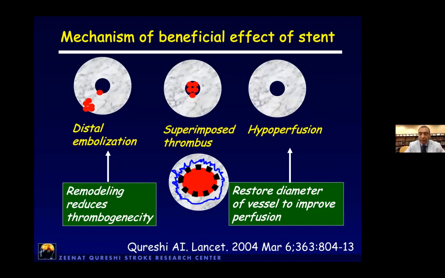As a consequence of that narrowing, there's hypoperfusion of the distribution supplied by that blood vessel, which also increases the risk of ischemic events. Once you perform angioplasty and stent placement, you are restoring the vessel diameter to improve perfusion to that area of the brain. Secondly, you are causing arterial remodeling that reduces the chance of thrombogenicity. There are changes in the microstructure of the arterial wall after angioplasty and stent placement that prevent recurrent ischemic events.